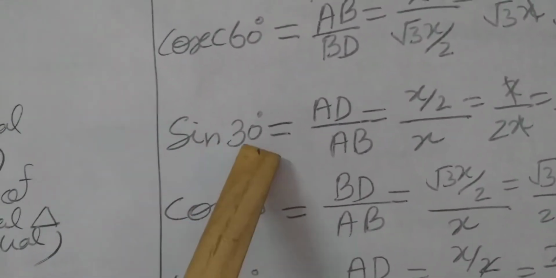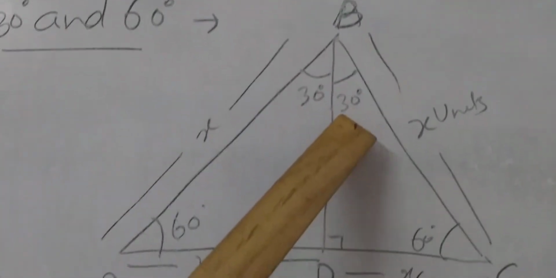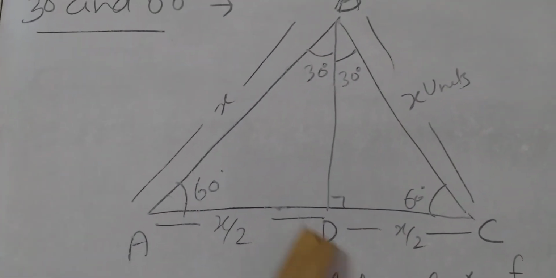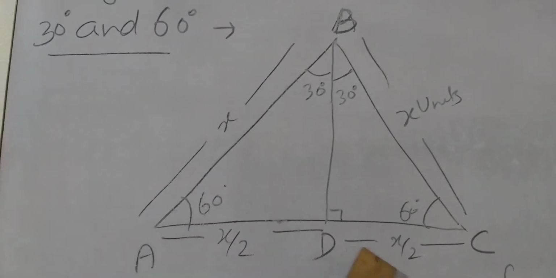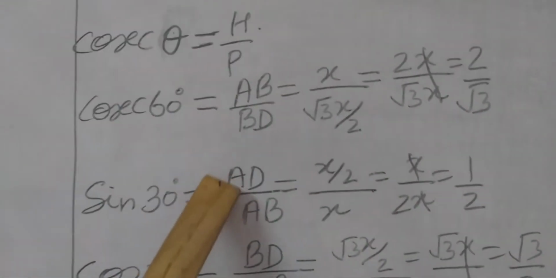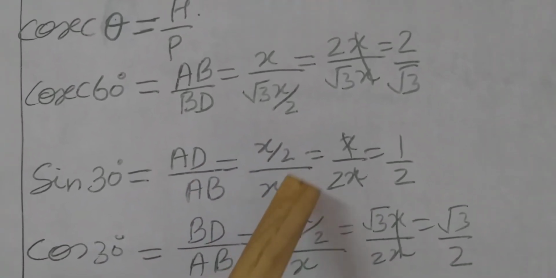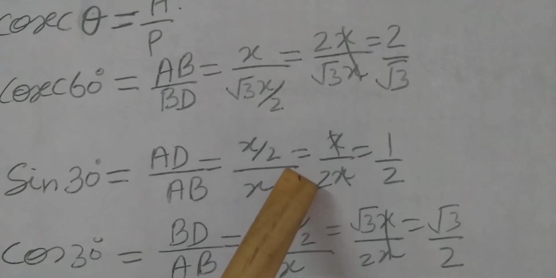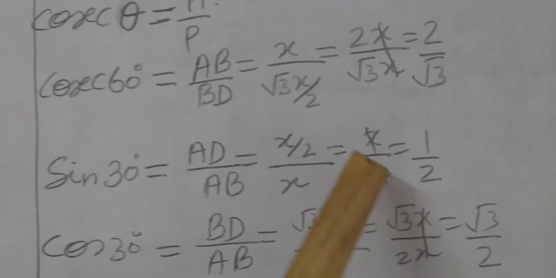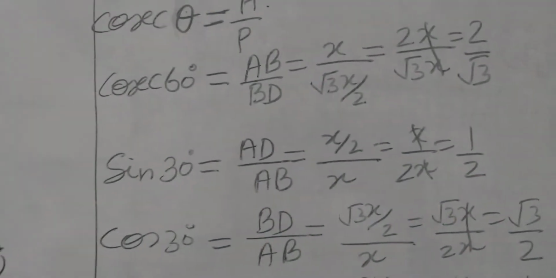Okay students, let us find the value of sin 30. We know sin is P upon H. For 30 degree, the perpendicular is AD and the hypotenuse is AB. So AD upon AB. AD is x by 2 and AB is x. So it will be x upon 2x. The x cancels. Sin 30 value is 1 upon 2.